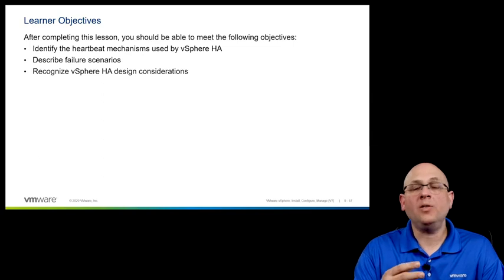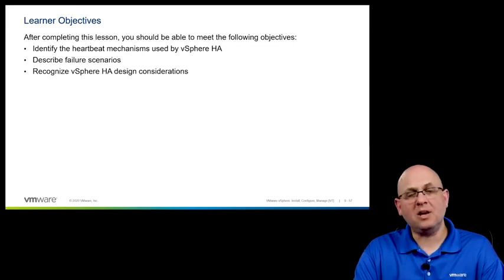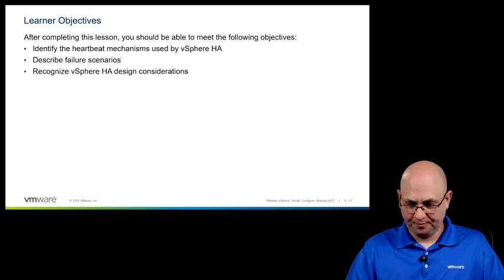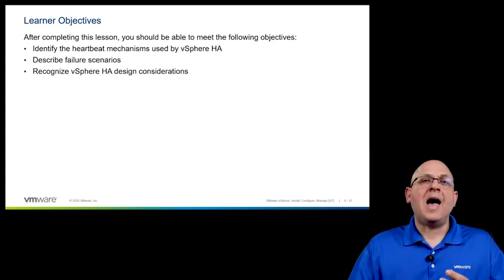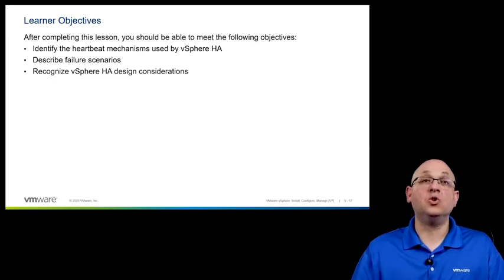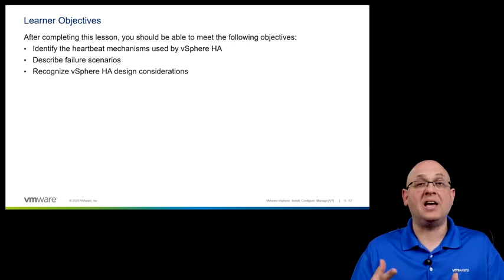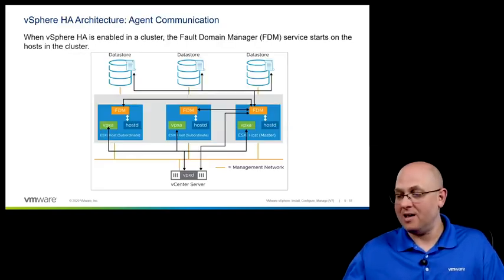Let's have a look at how vSphere HA does its thing. We'll look at the heartbeat mechanisms that are used by HA, and we'll discuss some of the failure scenarios. And then, as we've learned about the architecture, that will lead us to proper design of our vSphere HA infrastructure. So let's go ahead and dive right in.